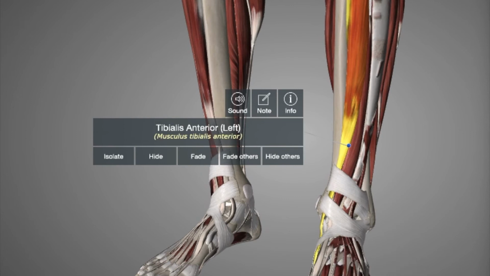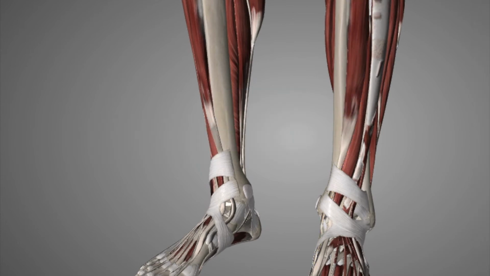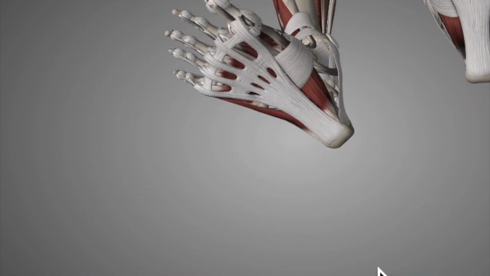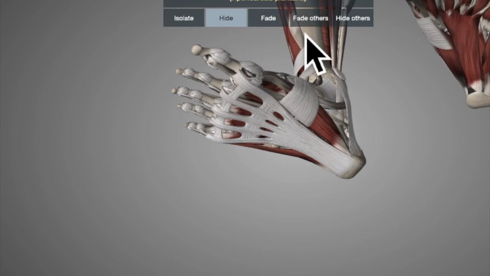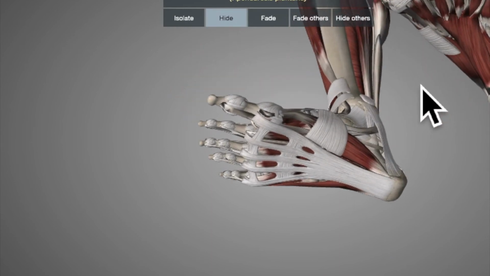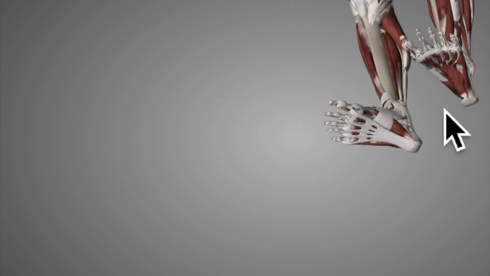You could have weak foot muscles. So our foot has a ton of little muscles in it. Underneath this fascia, there's a ton of little muscles. There's 16 muscles in here. And so those could be weak.